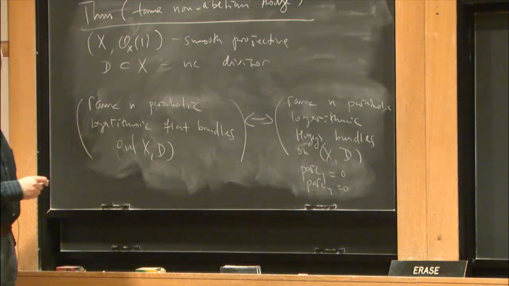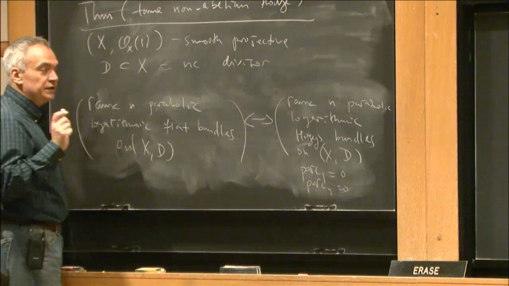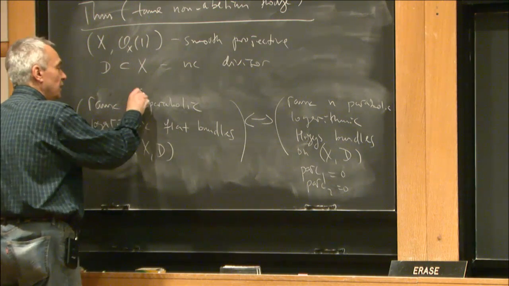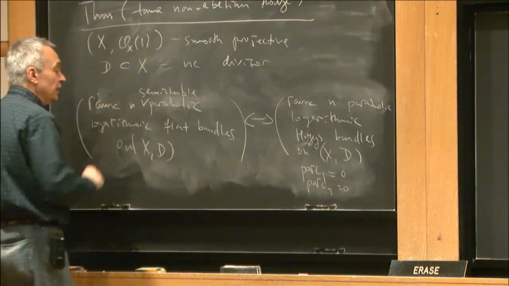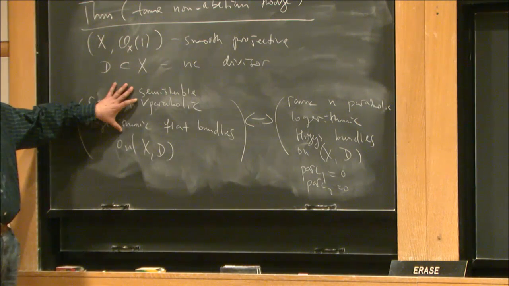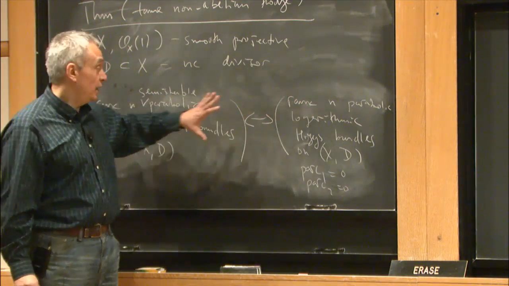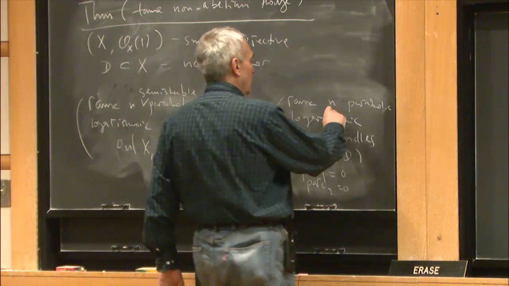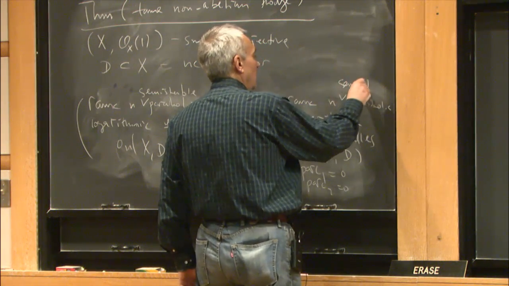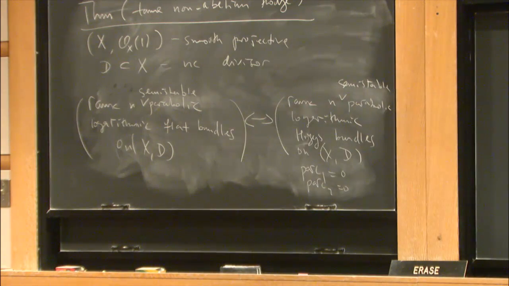And in this case, you have to put semi-stability on both sides. So in the non-ramified case, the flat bundles are all semi-stable. The Higgs bundles could be semi-stable or not. In the ramified case, you have to put semi-stability on both sides.